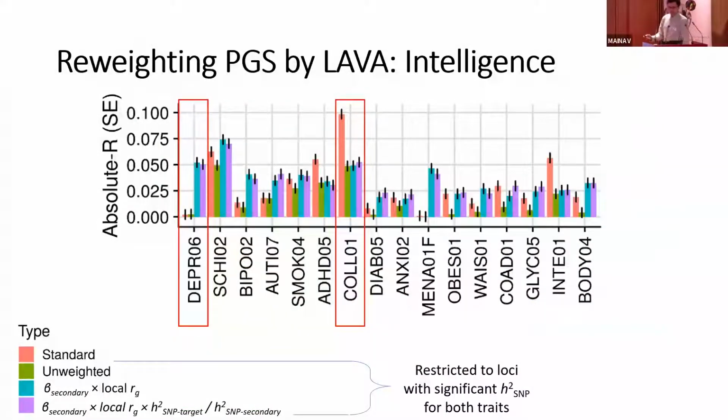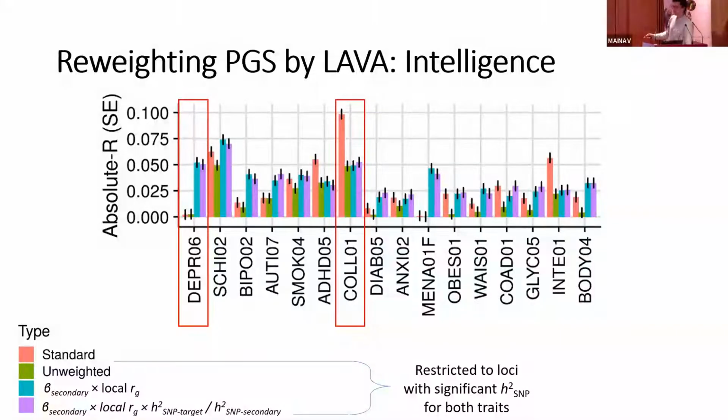So this shows the correlation between polygenic scores for a range of secondary phenotypes predicting intelligence in UK Biobank as an example, with the y-axis showing the correlation between the polygenic score and the phenotype. And I'm just going to highlight two scenarios. Here we're looking at the depression polygenic score predicting intelligence in UK Biobank, consistent with what we saw on the previous slide. The first bar, the red bar, is just standard polygenic scores for depression predicting intelligence.